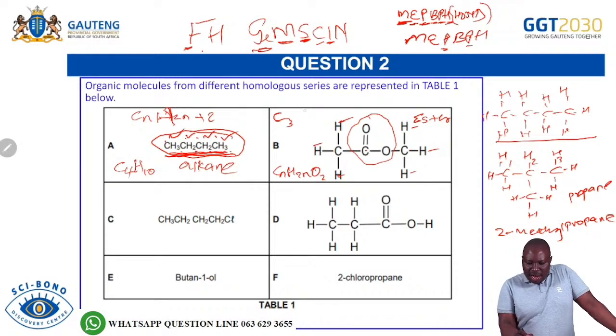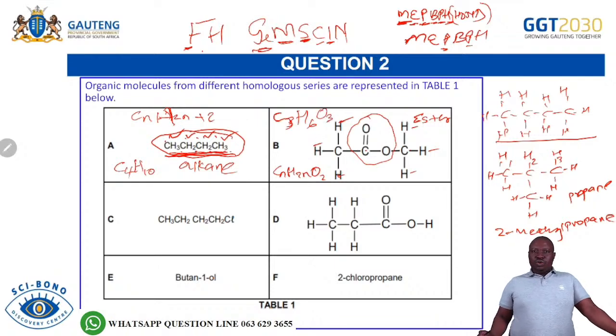How many hydrogens do we have? We have C3H6. Then how many oxygens? We have O2. So you say C3H6O2. So that becomes the molecular formula. And this which is drawn here is a structural formula.